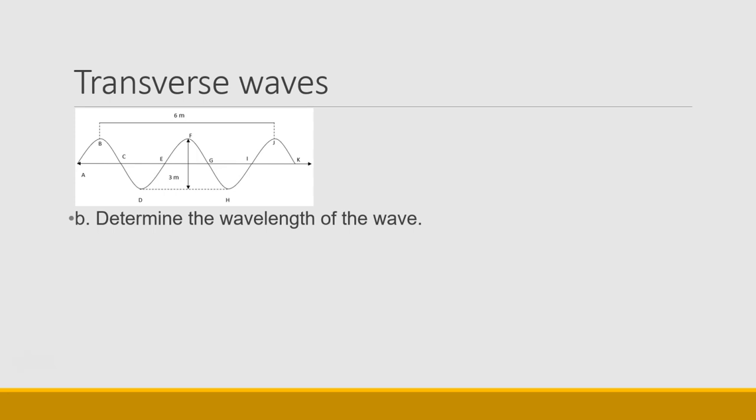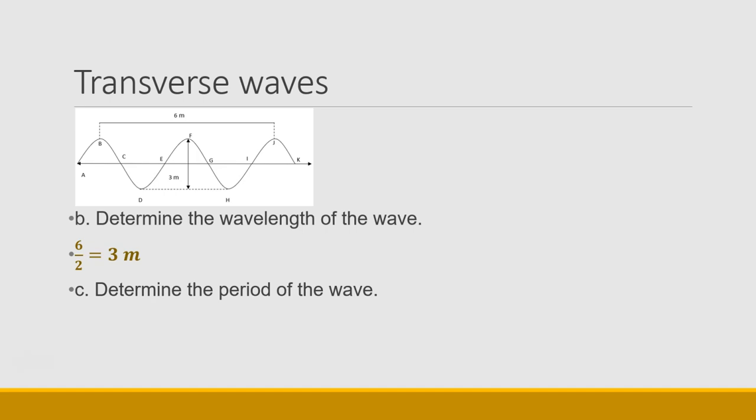Determine the wavelength of the wave. So again, we saw that 2 cycles take up a distance of 6 meters. Therefore, 6 divided by 2 means that one cycle is 3 meters. So the wavelength is 3 meters.